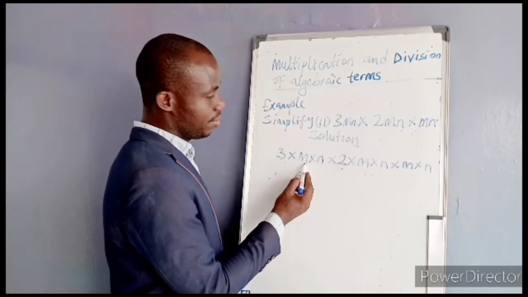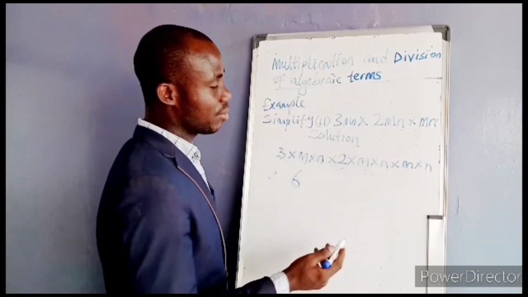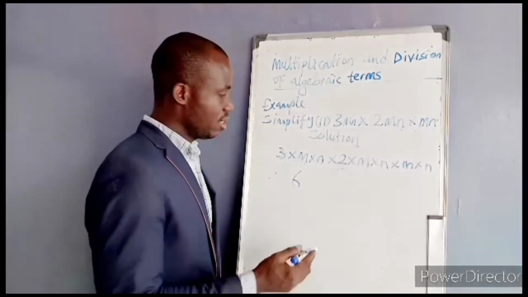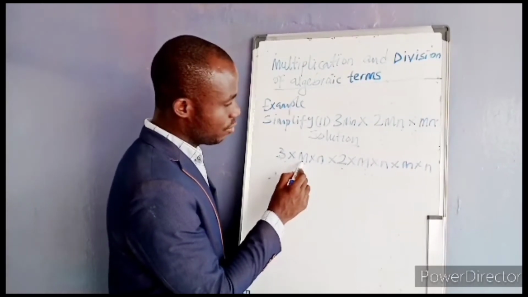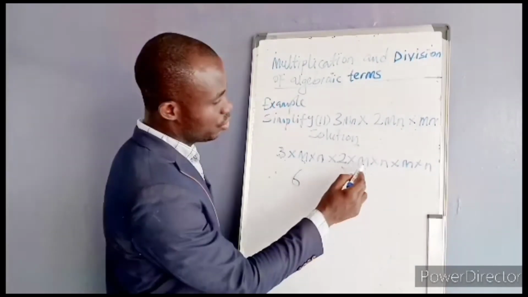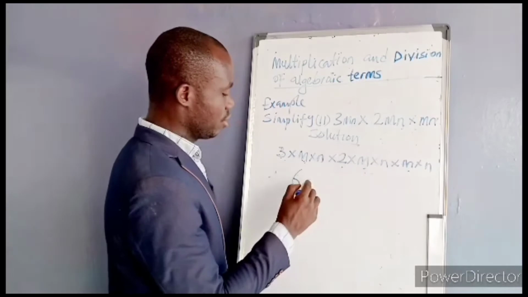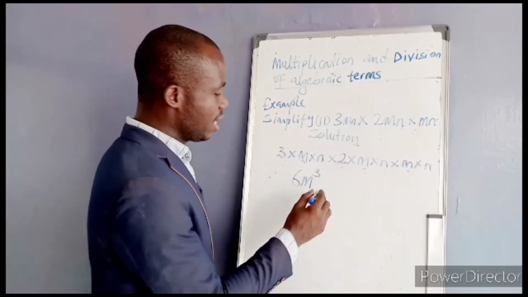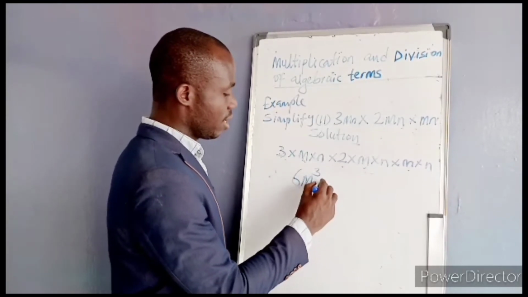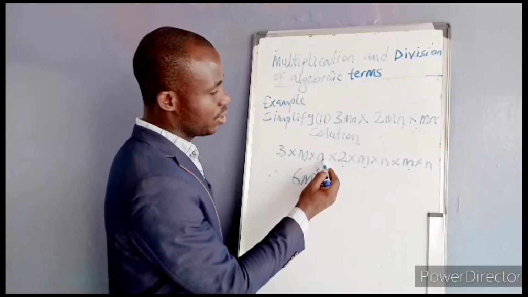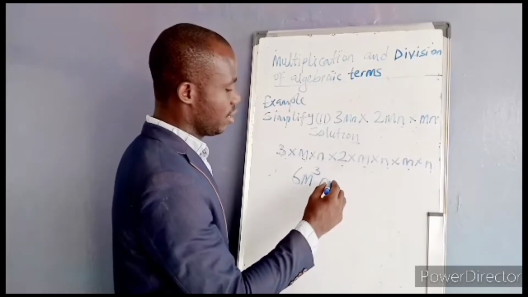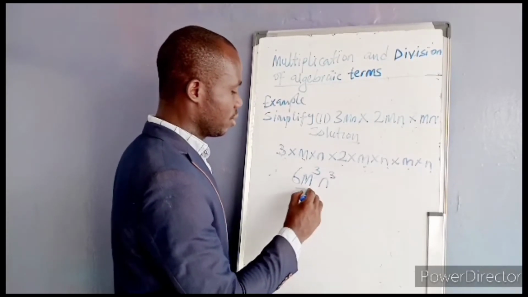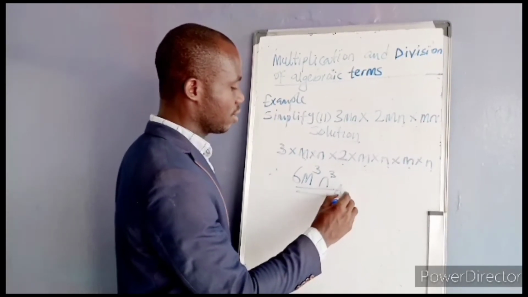Then m times m, I'll just count all the m's. Is that clear? So I have m. How many m do I have? I have 1, 2, 3. So it becomes m to the power of 3. Then let's see how many n we have. N, how many? 1, 2, and 3. N to the power of 3. So this is our answer.